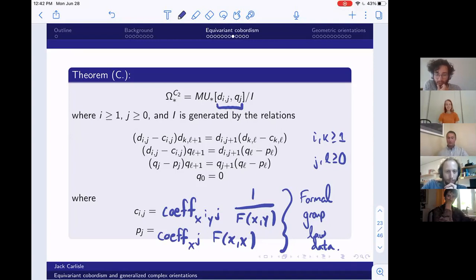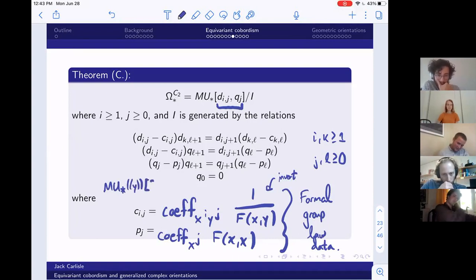But if you invert one of the variables, so here I'm inverting the variable y, so I'm considering this as an element in mu star, Laurent series in y, power series in x. And in this ring, f of xy is in fact invertible. And the double power series ring injects into this guy. And so this is a well-defined element of mu star.